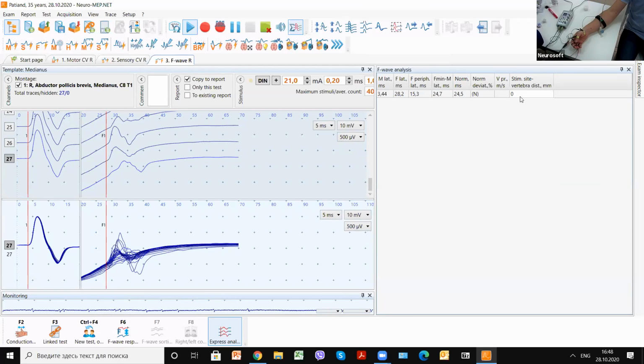Also, you can measure the real distance from the seventh vertebra up to the points of stimulation. But it's okay, normal by height too. So we get a good F wave.